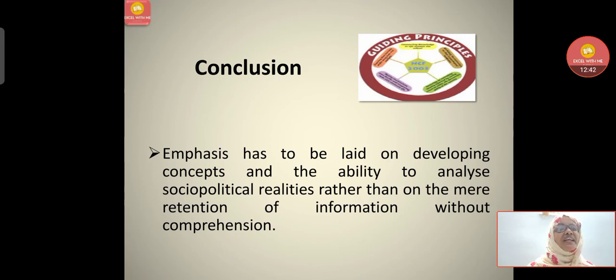Emphasis has to be laid on developing concepts and the ability to analyze socio-political realities rather than on the mere retention of information without comprehension. Obviously, the concepts should be taught in such a way that students are able to analyze things, differentiate between them and understand social realities, not just retain the information.